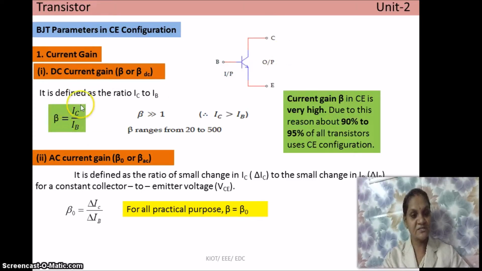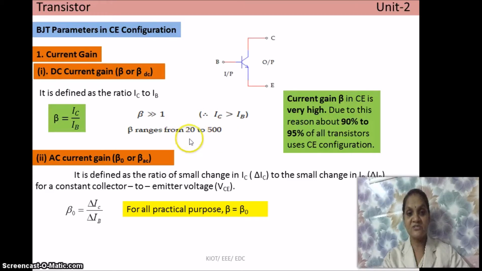See here in this equation the output is more compared to the input. Base current is very small, only 2% of the emitter current, whereas the remaining 98% of the emitter current is the collector current. So collector current is more compared to base current, the numerator is larger. So by default beta will be very high. It is normally greater than 1, so beta is far greater than 1. What is the value of beta? It may range from 20 to 500.